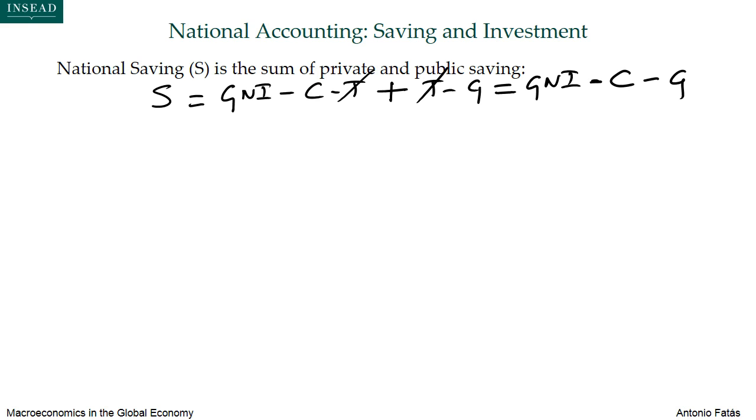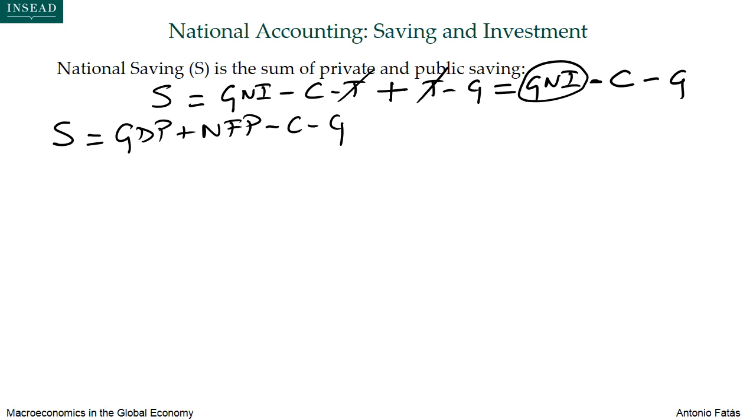Now, to understand better what we have in this expression, let's take the definition of national income and replace it with our definition that includes the GDP of a country. National income is equal to GDP plus these net factor payments that we defined before. We keep consumption and government spending in the equation at the end with negative signs.